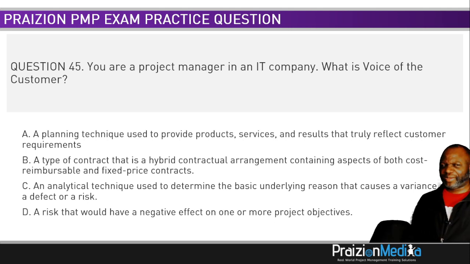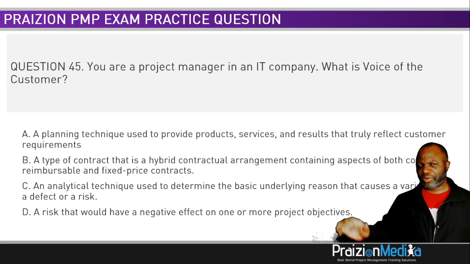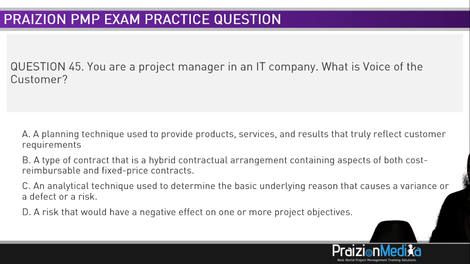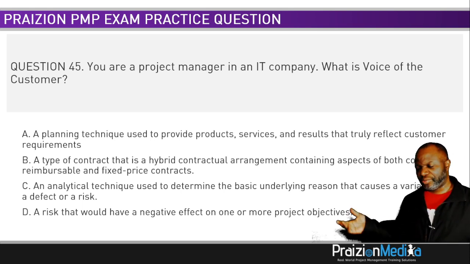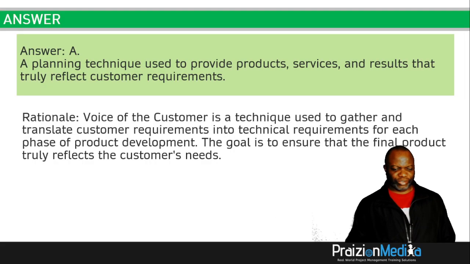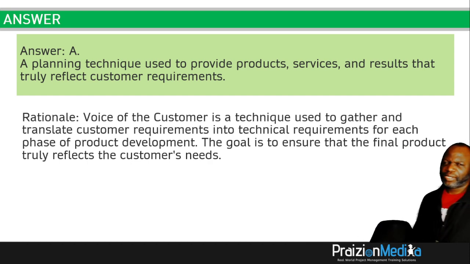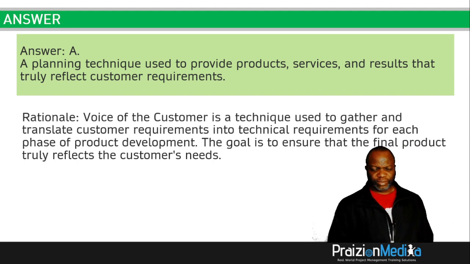So A talks about a planning technique used to provide products, services, and results that truly reflect customer requirements. That's not a bad option. So with that said, my friends, if you look at all the others, voice of the customer is not a contract, right? Voice of the customer is not an analytical technique that looks at variances, and it's not a risk. Okay? So in light of that, the best answer that you should have chosen is A, a planning technique used to provide products, services, and results that truly reflect customer requirements.